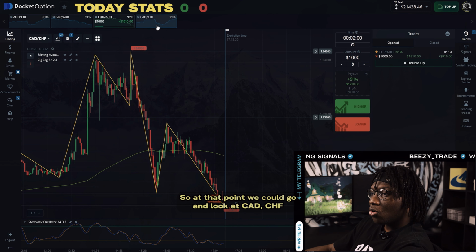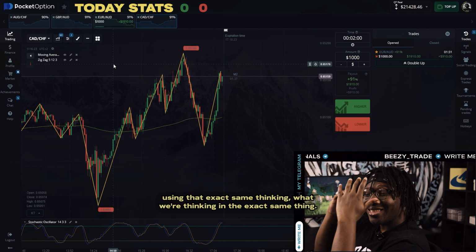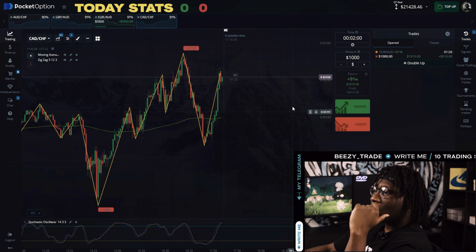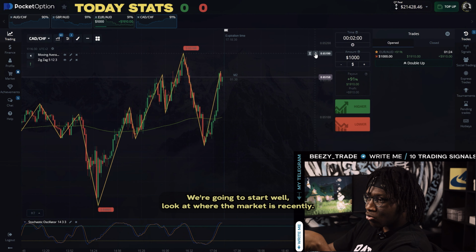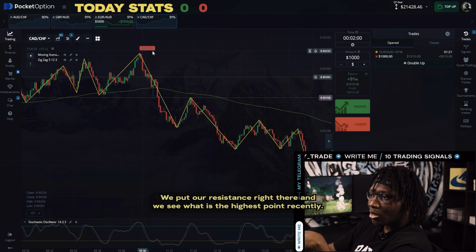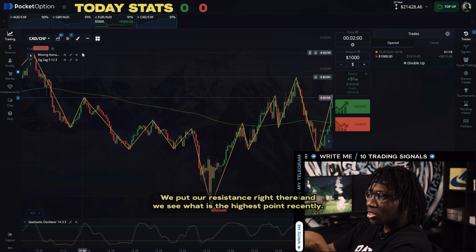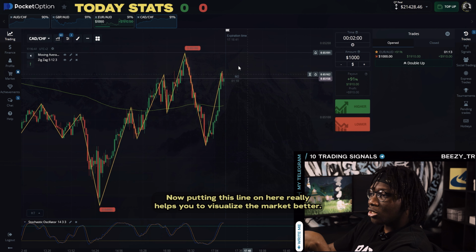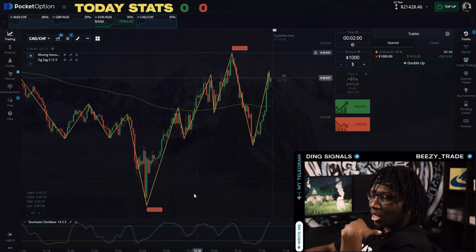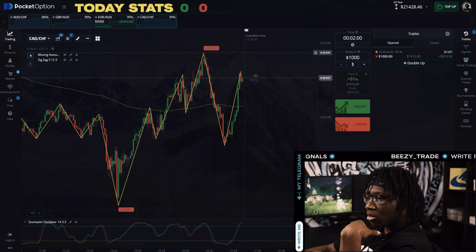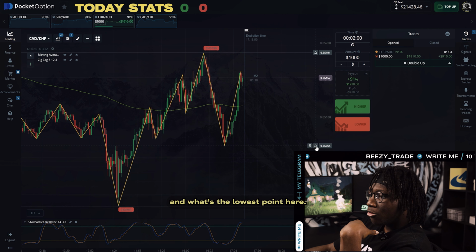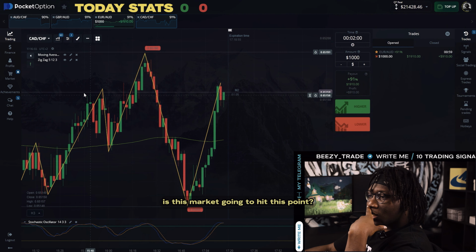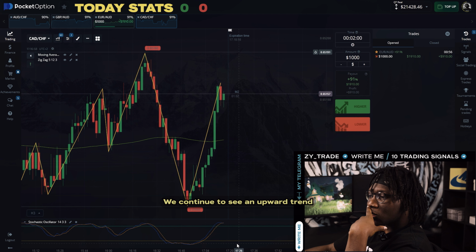So at that point, we could go and look at CAD CHF using that exact same thinking. We're looking where the market has recently stopped. We put our resistance right there, and we see what is the highest point recently. Put another one here. Now, putting these lines on here really helps you to visualize the market better. And now we're looking at what's the lowest point before, and what's the lowest point here. So now that we have all our lines, what we're thinking about is, is this market gonna hit this point and continue to see an upward trend?